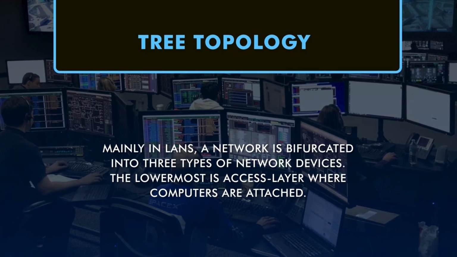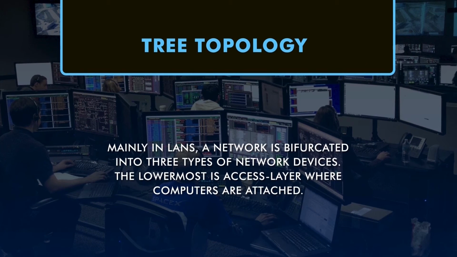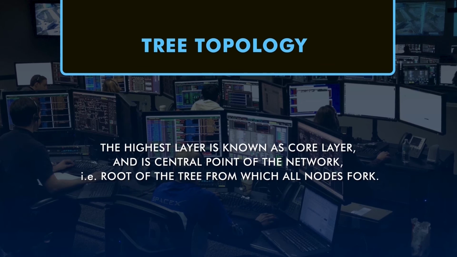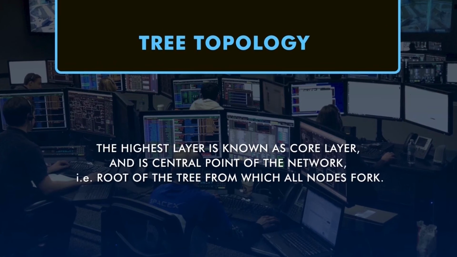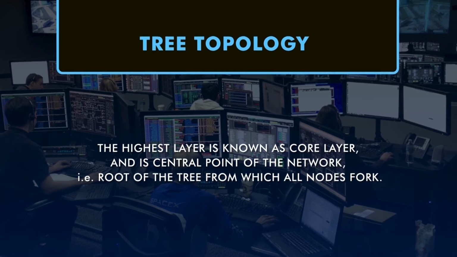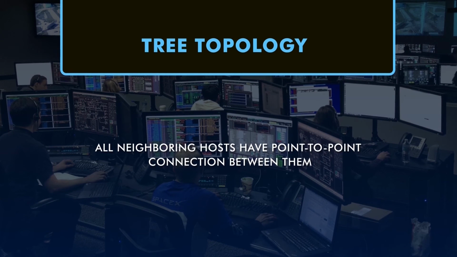Mainly in LANs, a network is bifurcated into three types of network devices. The lowermost is the access layer where computers are attached. The middle layer is known as the distribution layer, which works as a mediator between the upper layer and the lower layer. The highest layer is known as the core layer and is the central point of the network, that is, the root of the tree from which all nodes fork. All neighboring hosts have a point-to-point connection between them. Similar to the bus topology, if the root goes down, then the entire network suffers.